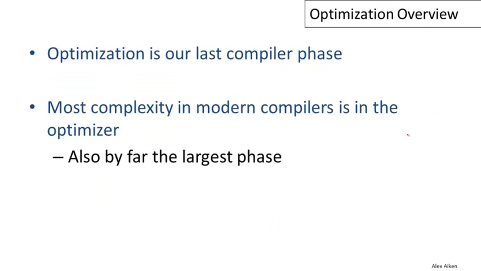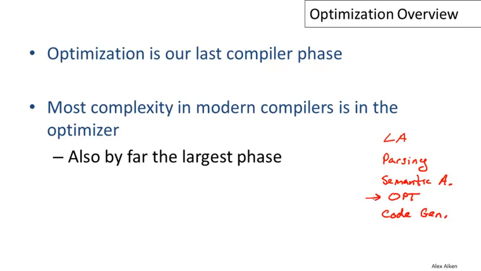Optimization is the last compiler phase that we're going to discuss. Let's just very briefly review the compiler phases. First, there's lexical analysis, and then that's followed by parsing. And then we have semantic analysis. And after that, we talked about code generation. And now we're going to talk about optimization.